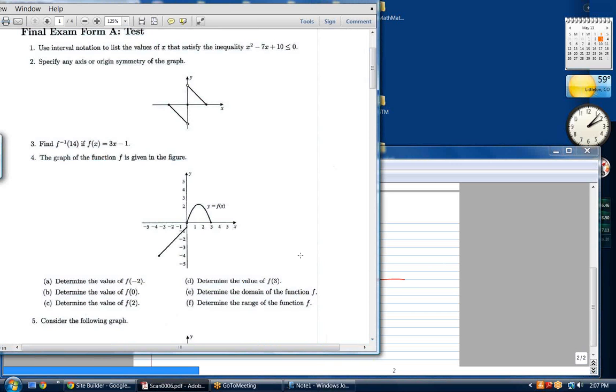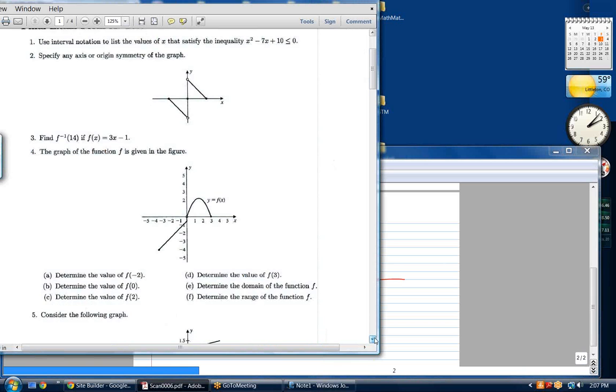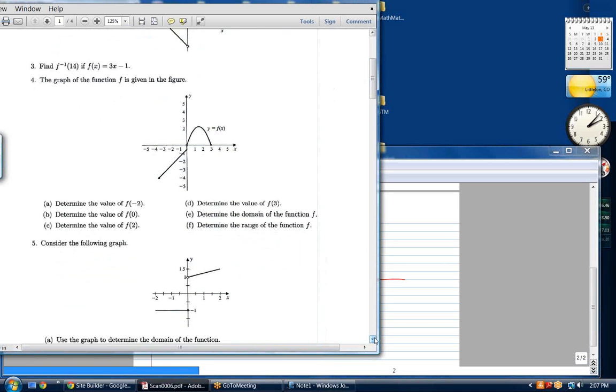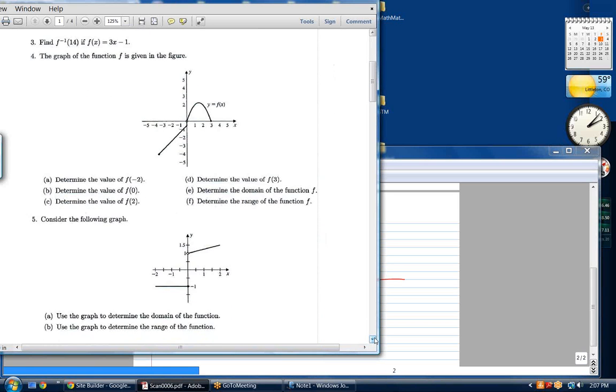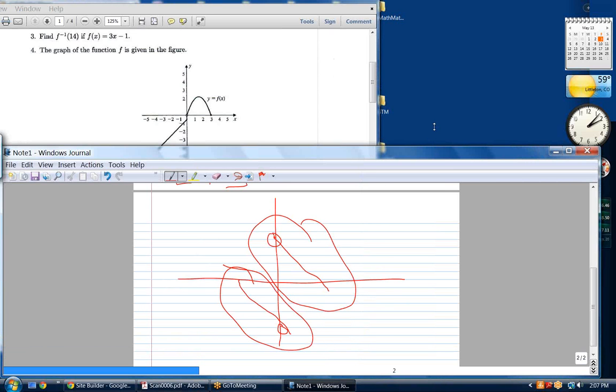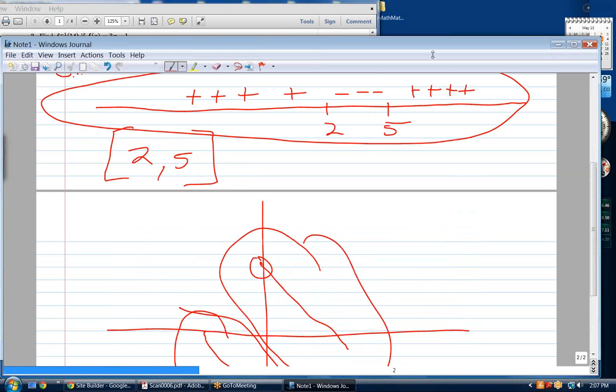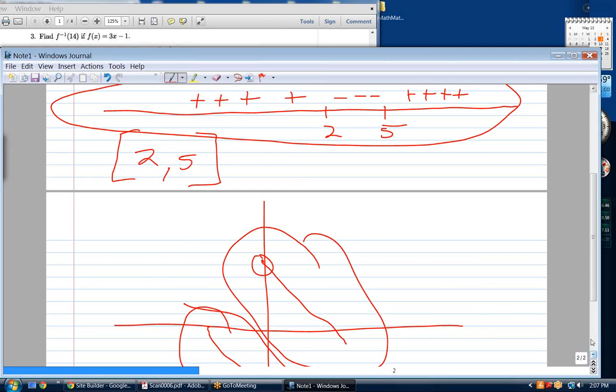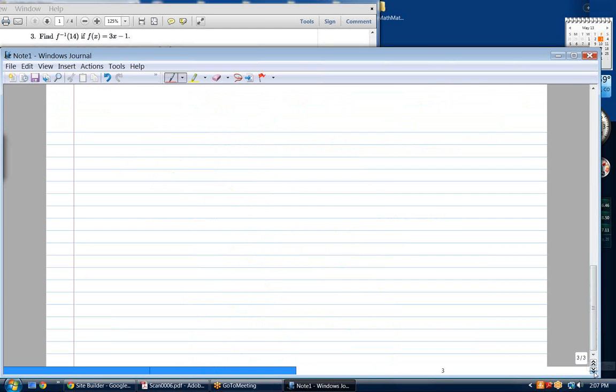Symmetry about the origin is odd, as opposed to symmetry about the y-axis, which is even. And what about the x-axis? Is that also even, or is that all? Neither. In terms of odd or even functions, you have either symmetry about the y-axis or you have symmetry about the origin. But symmetry about the x-axis does not equal an odd or an even function.